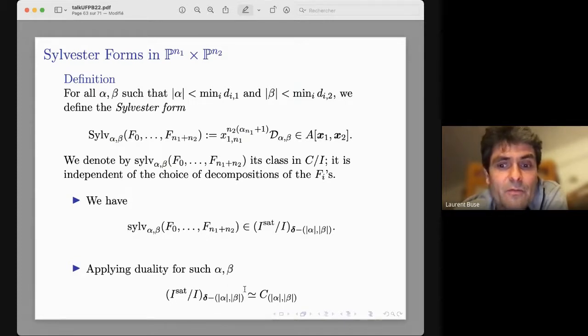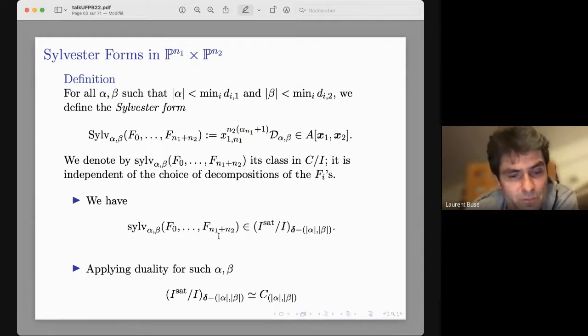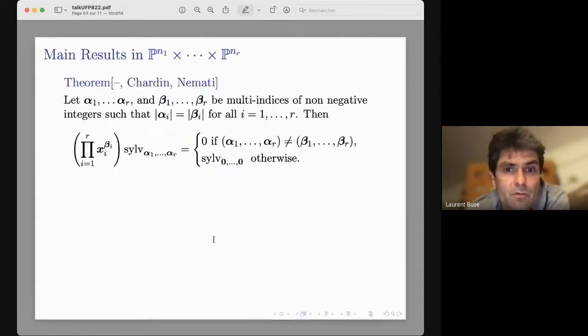So what you get is that this is a free A module, and the rank of this free A module is the number of polynomials of degree modulo alpha, modulo beta. But look at this, how many Sylvester forms do we have? Exactly this dimension, because for any choice of monomial alpha beta, you can build the Sylvester forms. Okay, so what we have here is this isomorphism, we know the dimension of this space, and we have good candidates to be an A basis. And so this is what we proved.